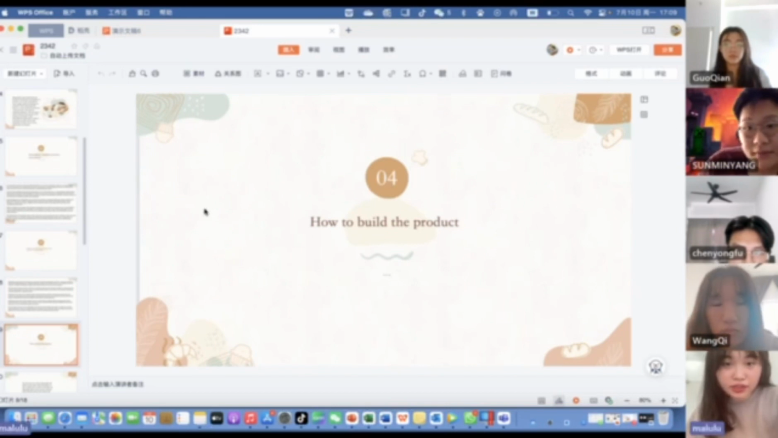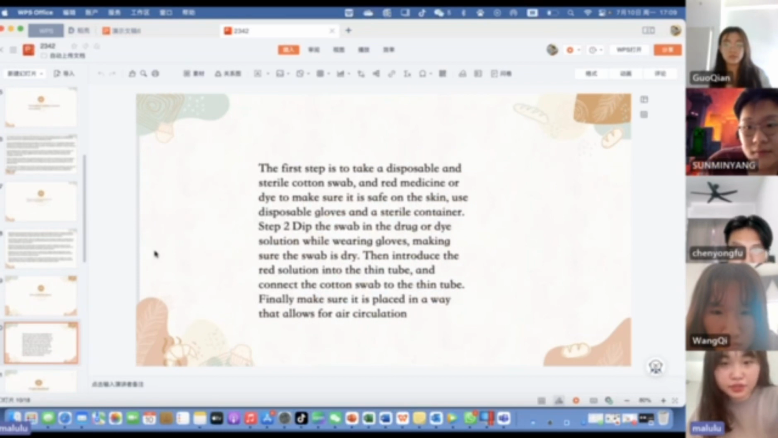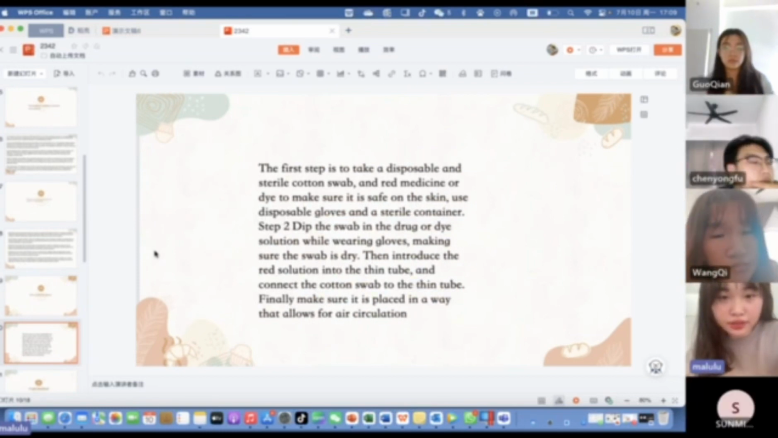The fourth part is how to build the product. The first step is to take a disposable and sterile cotton swab and test the medicine or dye to make sure it is safe on skin. Use disposable gloves and a sterile container. Step 2. Dip the swab in a drug or dye solution while wearing gloves, making sure the swab is dry.